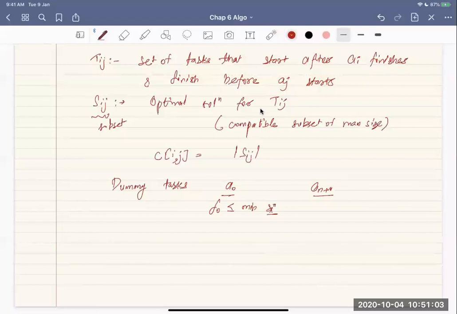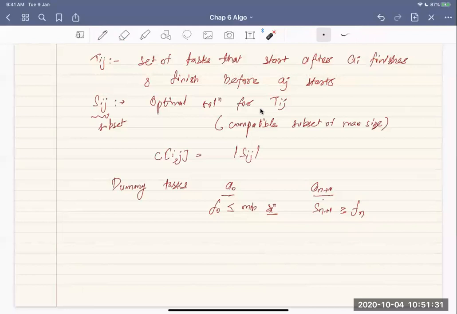So f of n plus 1, sorry, start time. So s of n plus 1 should be greater than or equal to f n. Because they are anyway sorted in terms of finish time, so it should be larger than the finish time of the last activity.